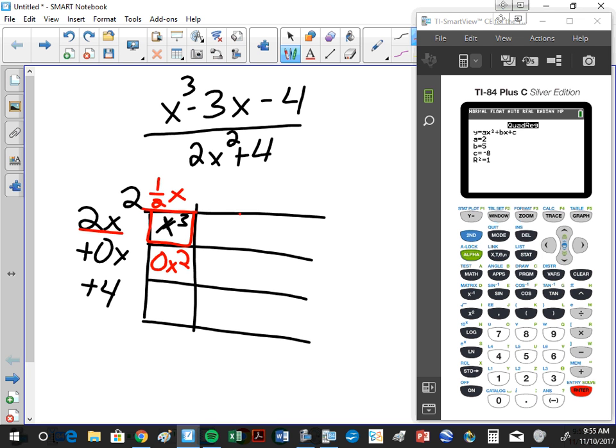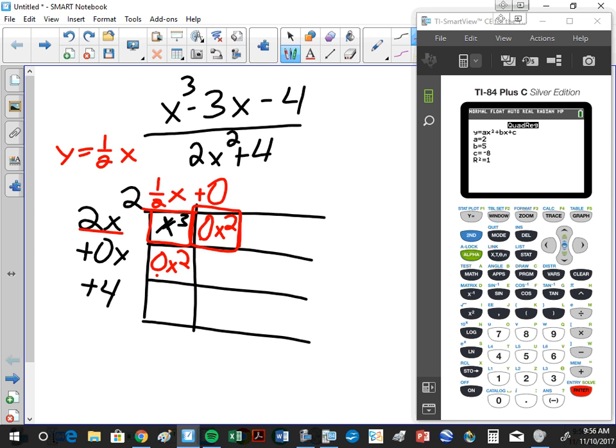And really all I need is this one. So 0x squared and this one need to add up to be 0x squared. So this is 0x squared. And this is 0. And I don't need anything else. So the slant asymptote is y equals 1/2 x. And it goes through the origin. Yep, the y-intercept is 0.